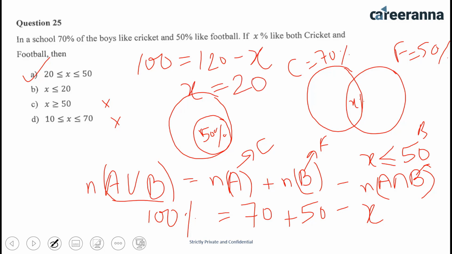So in other words, I can say that the minimum value x can assume is 20, not less than 20. Hence our answer becomes A for this question. Let's move on to our next question, question number 26.